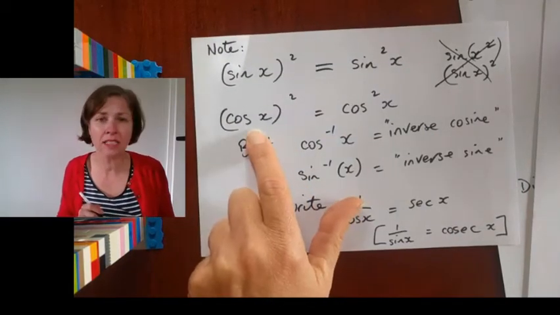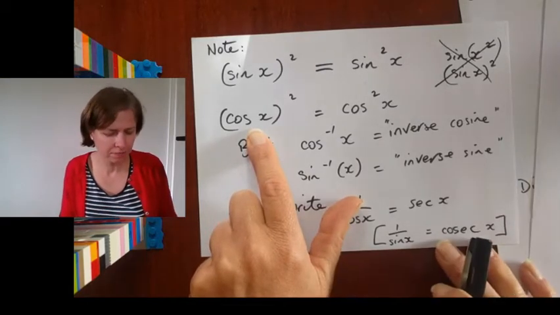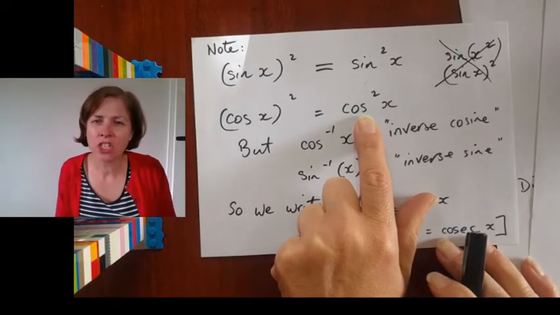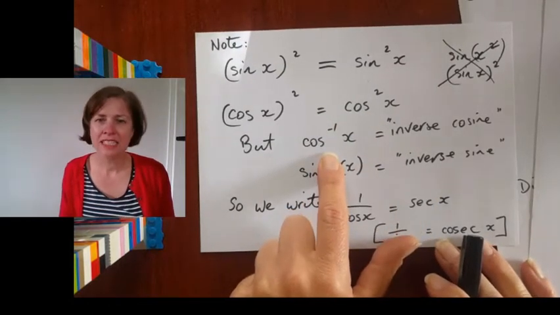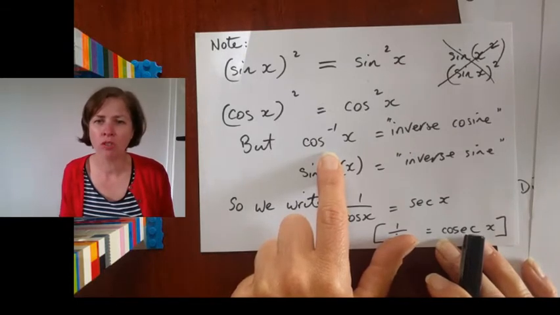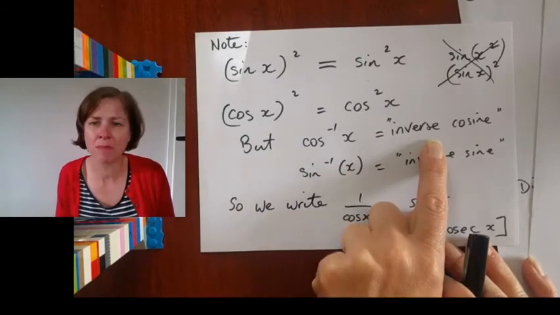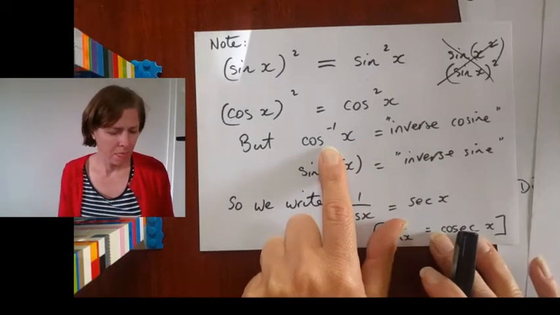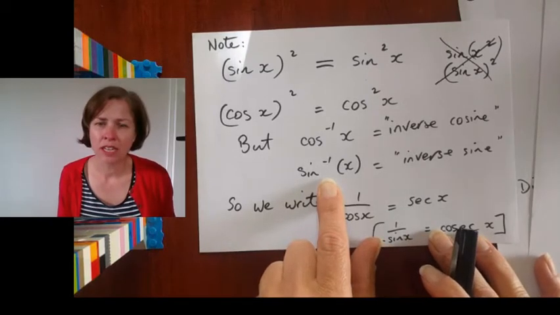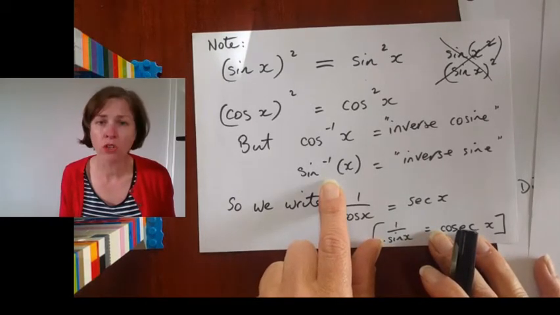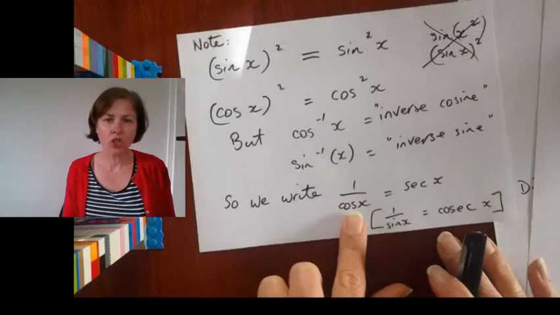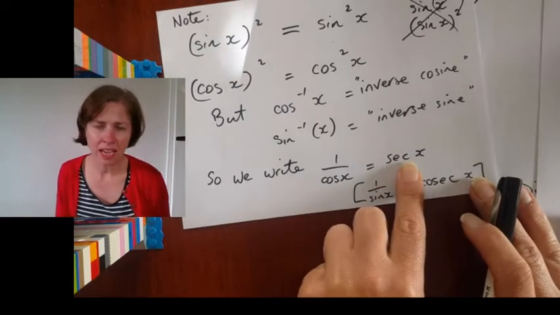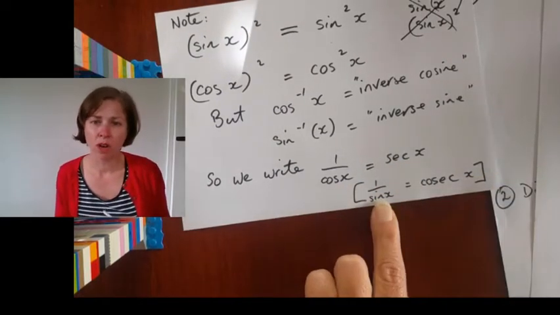Same for cosine x. If I want to square all of cosine x, I write it like this. The problem is this notation is limited because this doesn't mean 1 over cosine x. It already means something else. It means the inverse of cosine. We use this, if you remember, when we're looking for the angle, all right? Similarly, this means inverse sine. So I can't use these to represent 1 on cos x and 1 on sine x. So we actually have separate names. 1 on cos x is called sec x, and although we won't use this one, 1 on sine x is called cosec x.